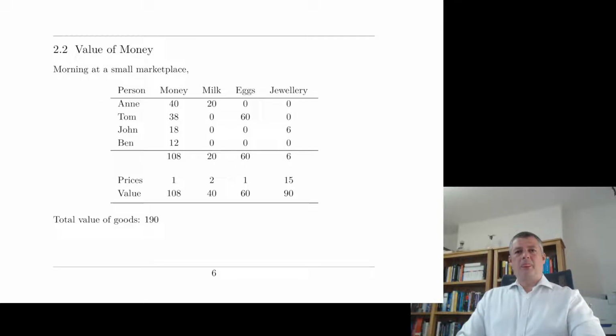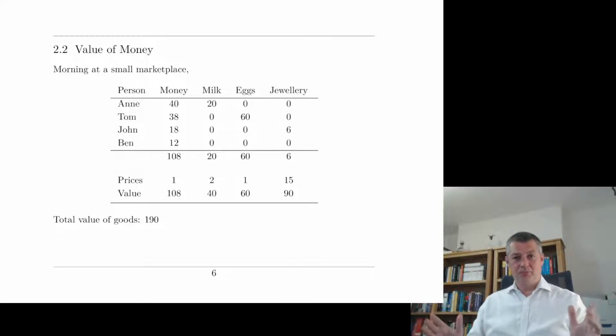So, to illustrate this, picture a small market. Market participants show up with goods that they want to sell and some money to buy things that they want from other people. In this particular case, we've got a market with 4 people in it and only 3 physical goods.